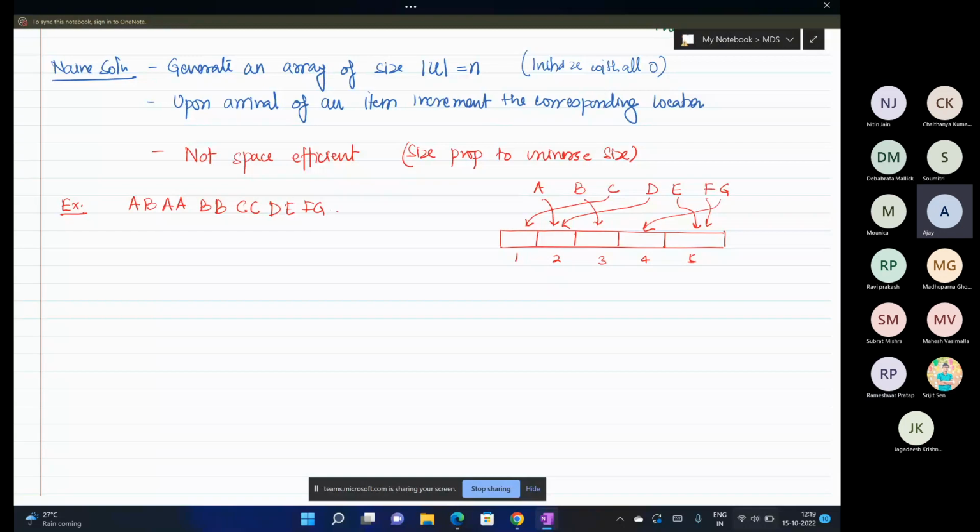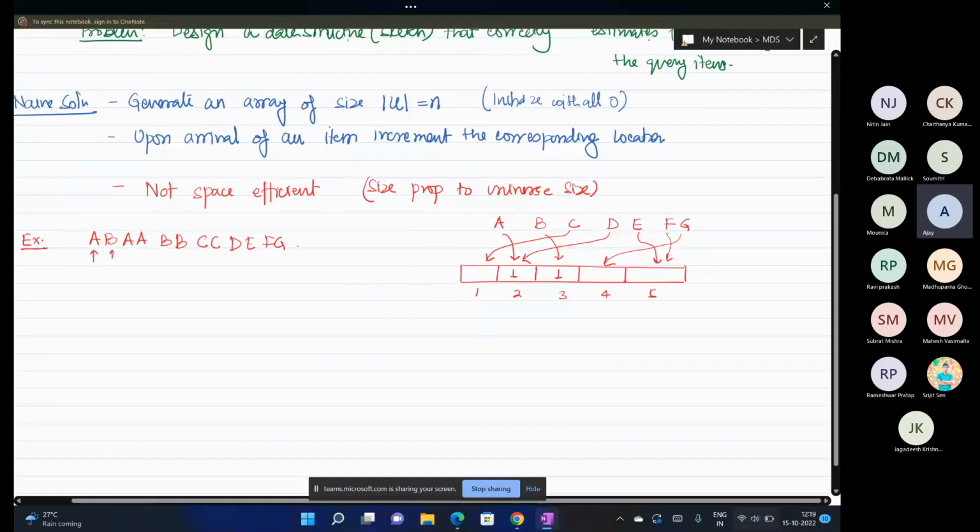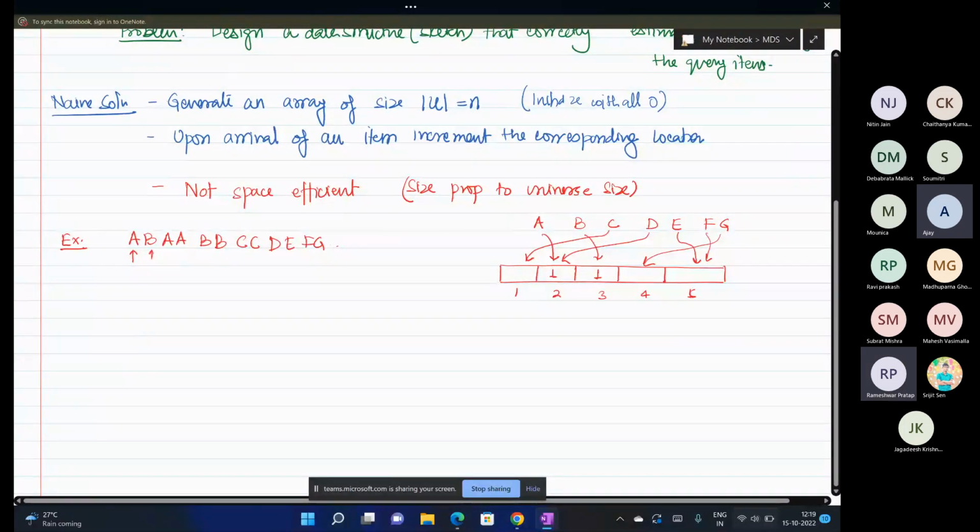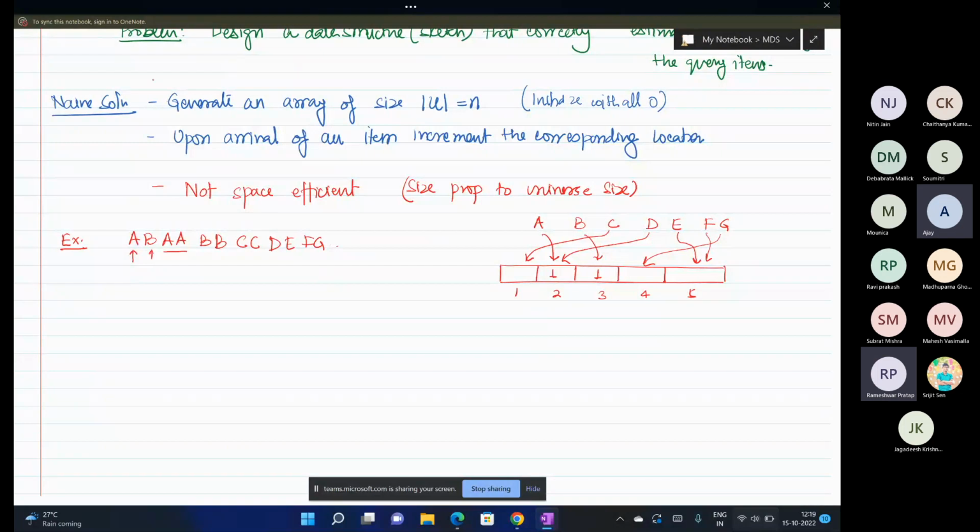So initially, all of them were initialized to 0. Now once we see this element, A is mapped to the second position, so we'll update the counter by 1. B, we see B over here, so we'll update the counter over here. We again see 2 A's, so we'll just increment this counter by 2. So this is 1 plus 2, 3 now.